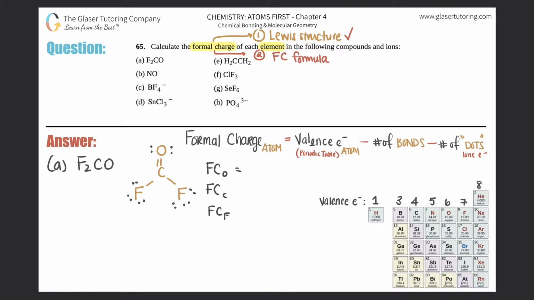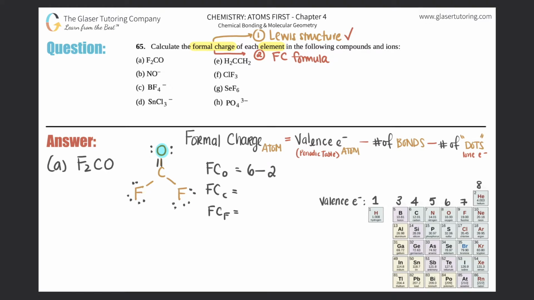Okay, so let's do oxygen first, going by the formula that I put up top here. The formal charge is always for an individual atom. That's why we have to do oxygen, carbon, and fluorine separately. So for oxygen, it's going to be the valence electrons of that atom, which is found on the periodic table. Oxygen has a valence of 6, so that's the first number that you're going to put here. 6 minus the number of bonds. How many bonds do you see that this oxygen has? Well, it has 2, right? It has this bond and this bond. So that's 2 of them.